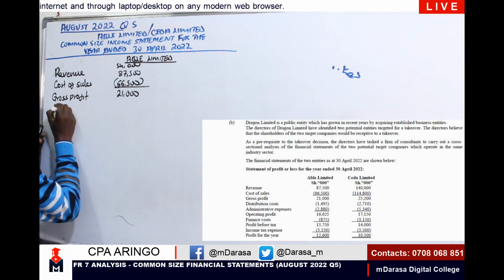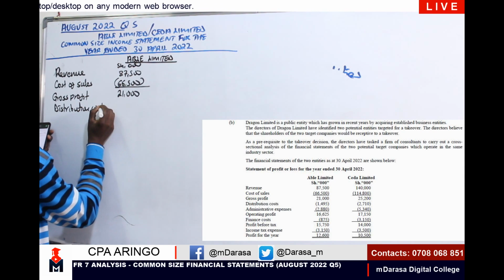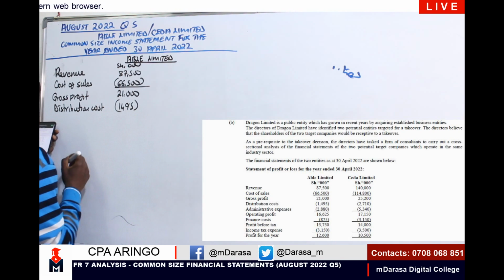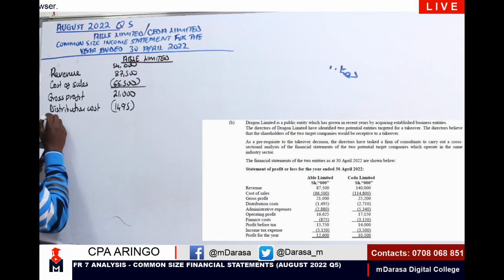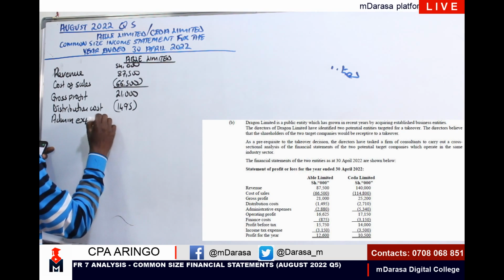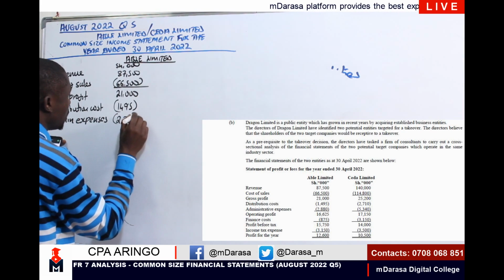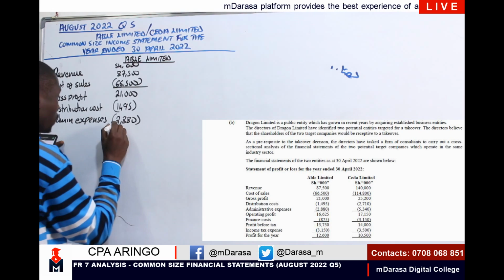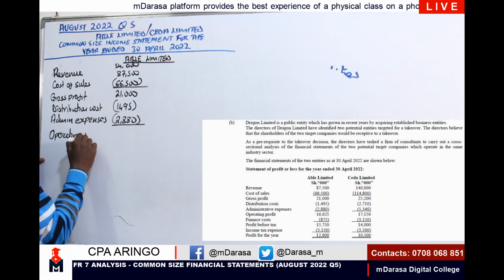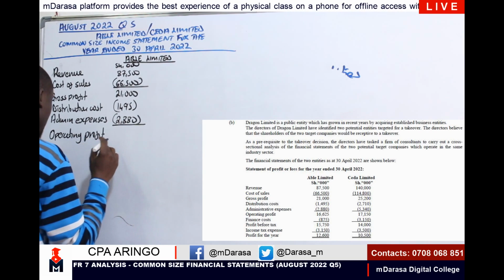We have distribution costs. Distribution cost, I'm given 1,495. Administrative expenses, my good students, I'm given a figure of 2,880. We have operating profit here. Operating profit, I'm given a figure of 16,625.